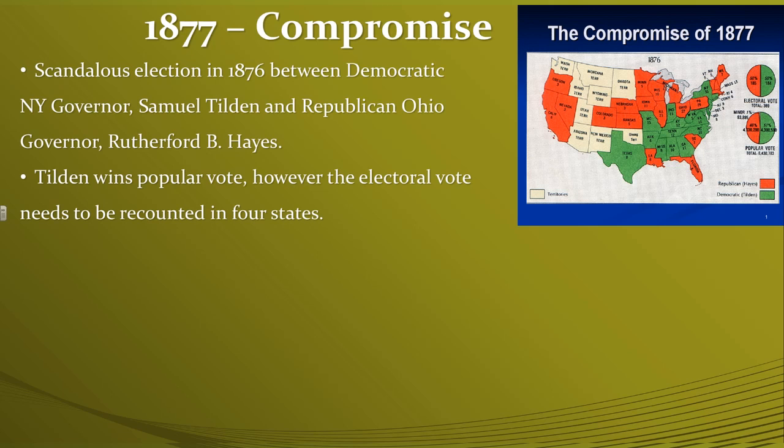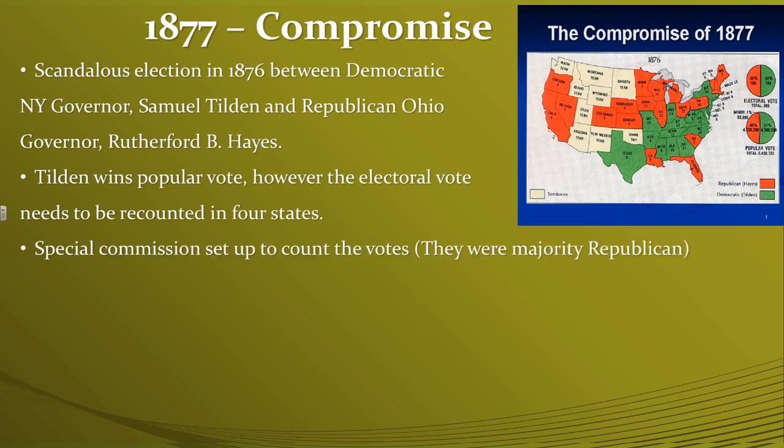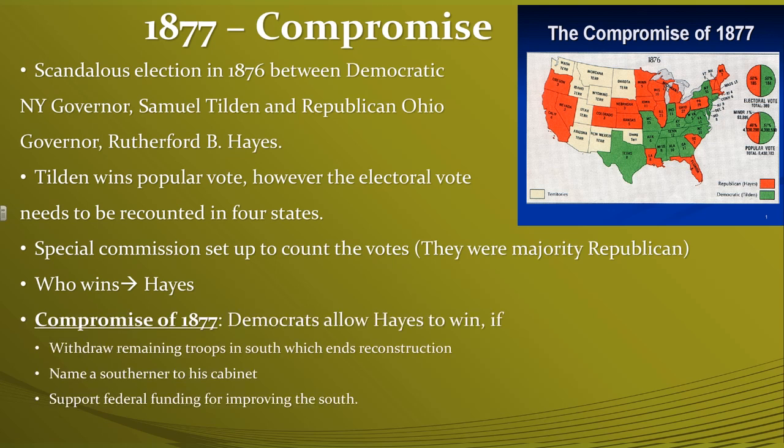Tilden wins the popular vote, means nothing. There are 4 states that are too close to call. That means a recount must follow. So a little commission is set up to recount the votes, and the commission that is set up are mostly Republicans. Guess who wins the election then? The Republican Rutherford B. Hayes. And the South, who is predominantly Democrats, say, no way, we're not allowing this guy to be president unless we get something out of it.